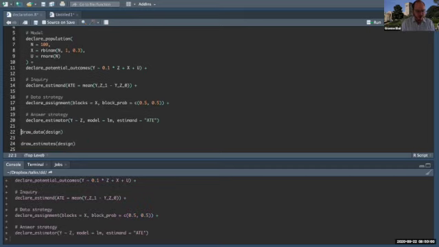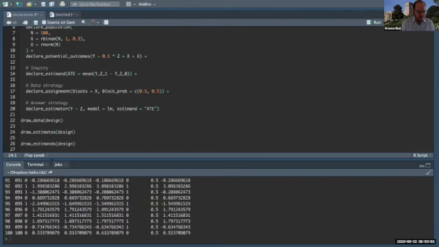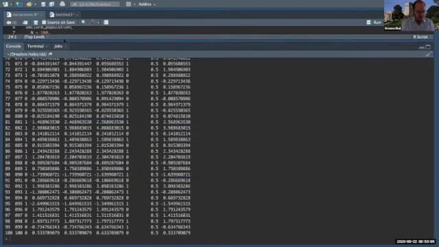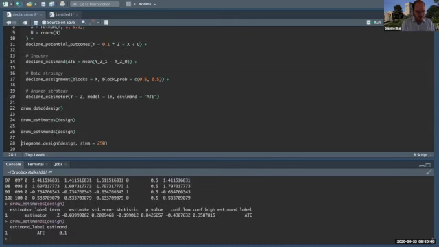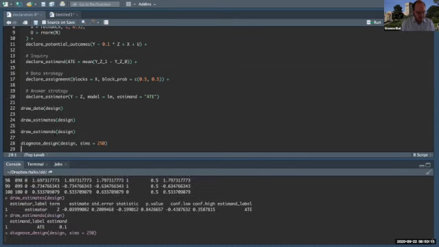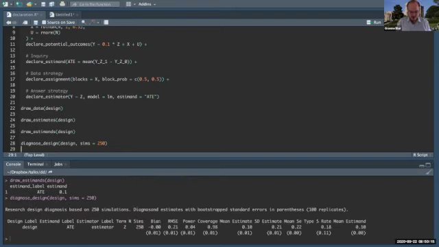So I can redeclare that. I can draw the data. So there's 100 units in the data. I can draw the estimates. I can draw the estimand, still 0.1. And I can diagnose that new design. That new design is unbiased. It has really bad power, so I might want to increase the number of units.